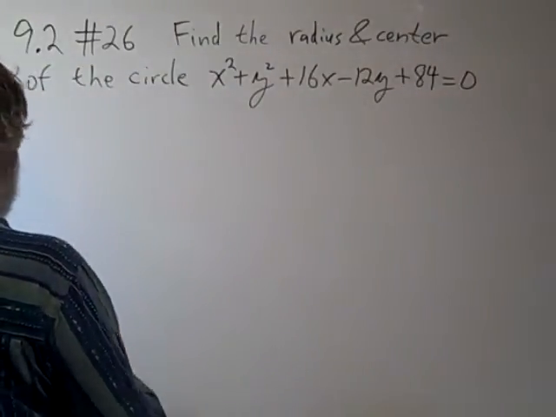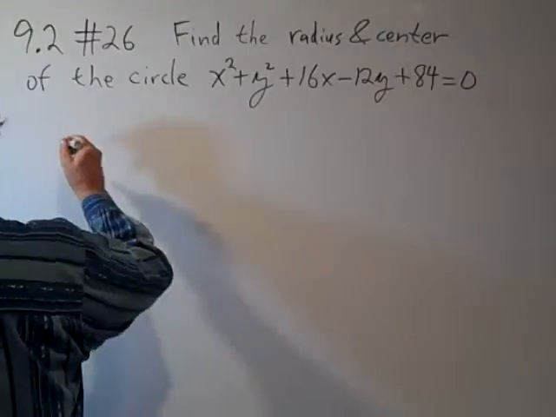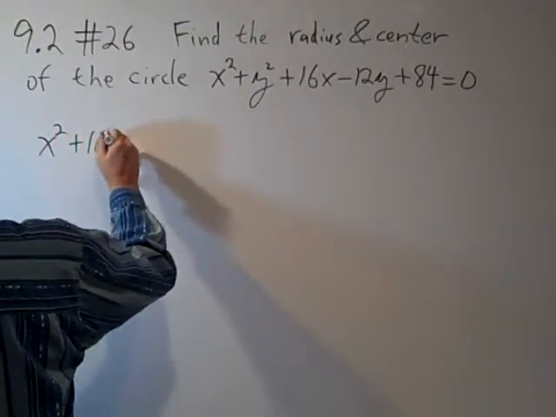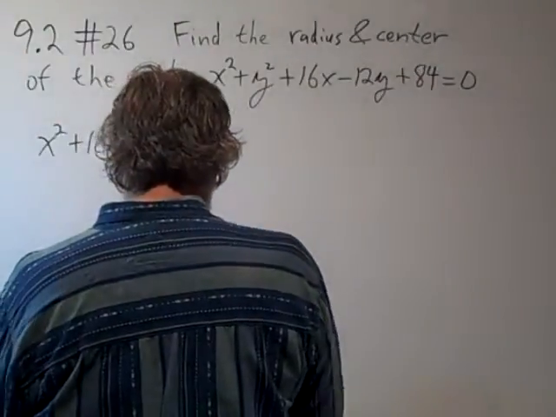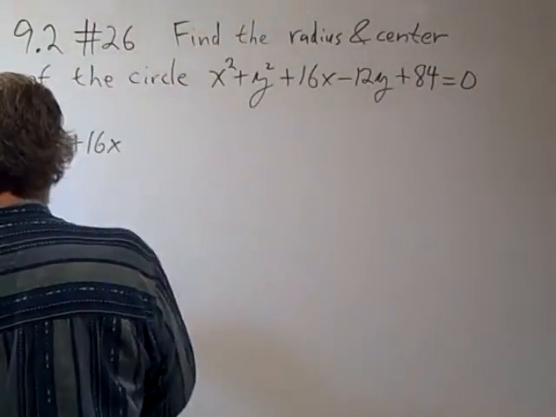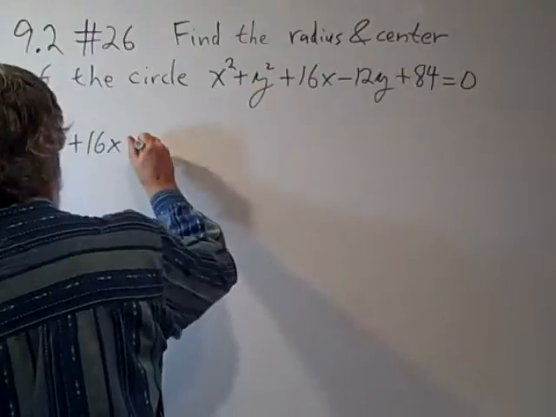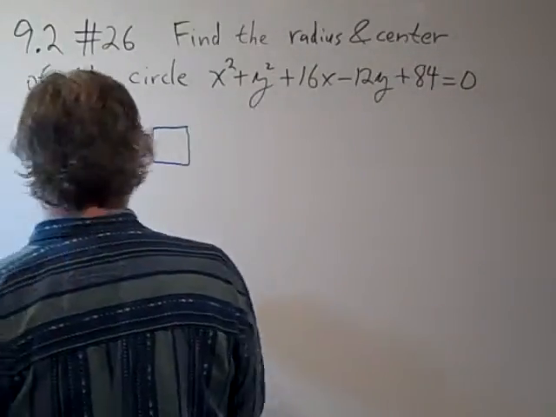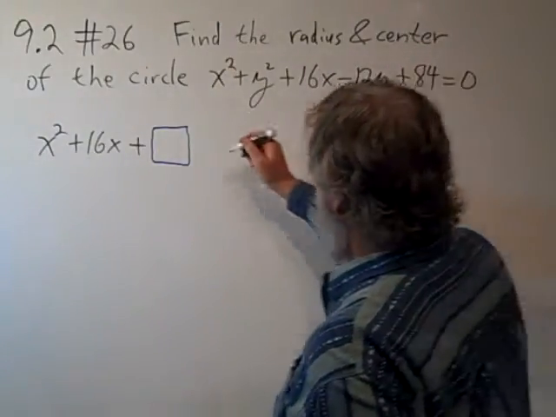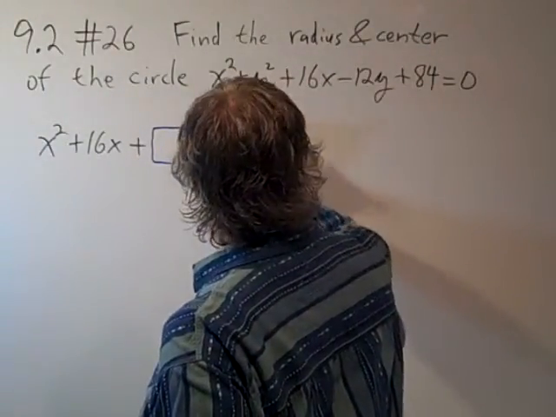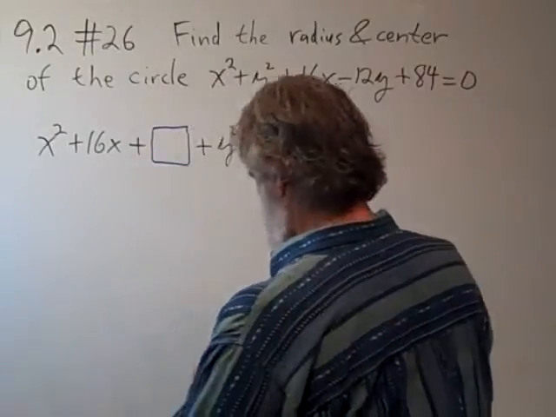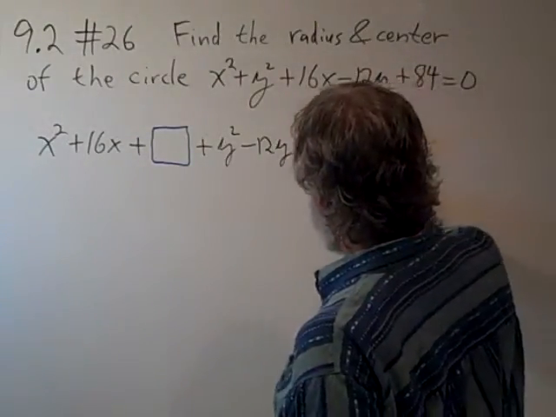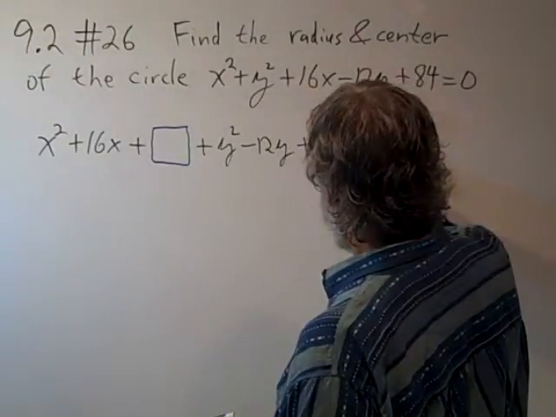So to complete the square on x, and then complete the square on y, we bring the x terms together, so it's x squared plus 16x. And we're going to complete the square on that, so we're going to add a box to both sides here. A box to this side, and we'll have to add a box to the other side. Now for the y's, we have y squared minus 12y, and the y's also need a box, because we're going to complete the square on the y's as well.